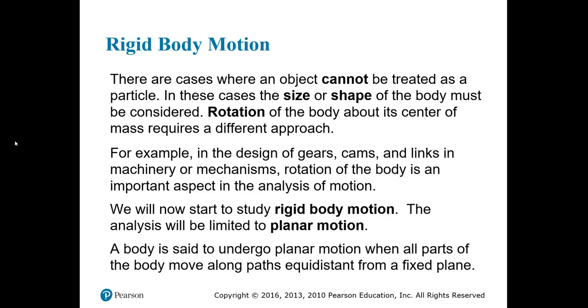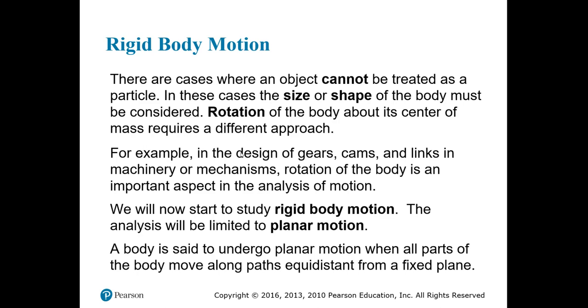There are some cases where an object cannot be treated as a particle. In these cases, the size or shape of the body must be considered. Rotation of the body about its center of mass requires a different approach. For example, in the design of gears, cams, and links in machinery or mechanisms, rotation of the body is an important aspect of the analysis of motion.